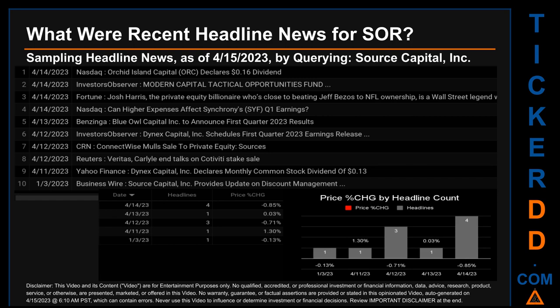The latest publication date of Friday, April 14, 2023, was actually the day with the lowest percentage change in price. Tuesday, April 11, 2023 was the day with the highest percentage change in price when we compare opening versus closing price for the ticker. The day saw a jump of 1.30% when SOR opened trading at $37.02 and closed at $37.50. There was one found headline when Yahoo Finance published the headline that read, Dynex Capital declares monthly common stock dividend of 13 cents.